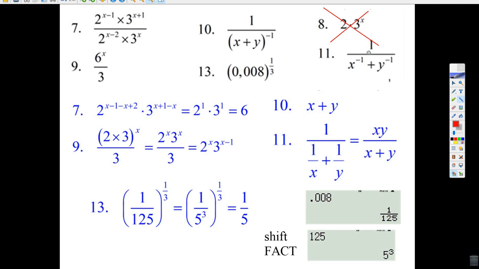Question 11. Now, this one's a little tricky. 1 over x to the minus 1, y to the minus 1. Well, just what I just said. x to the minus 1 is 1 over x. y to the minus 1 is 1 over y.